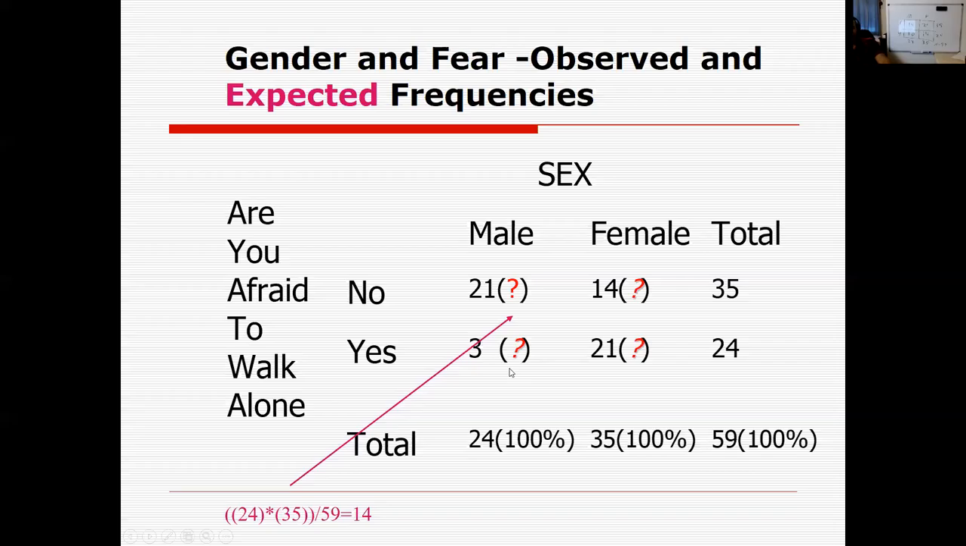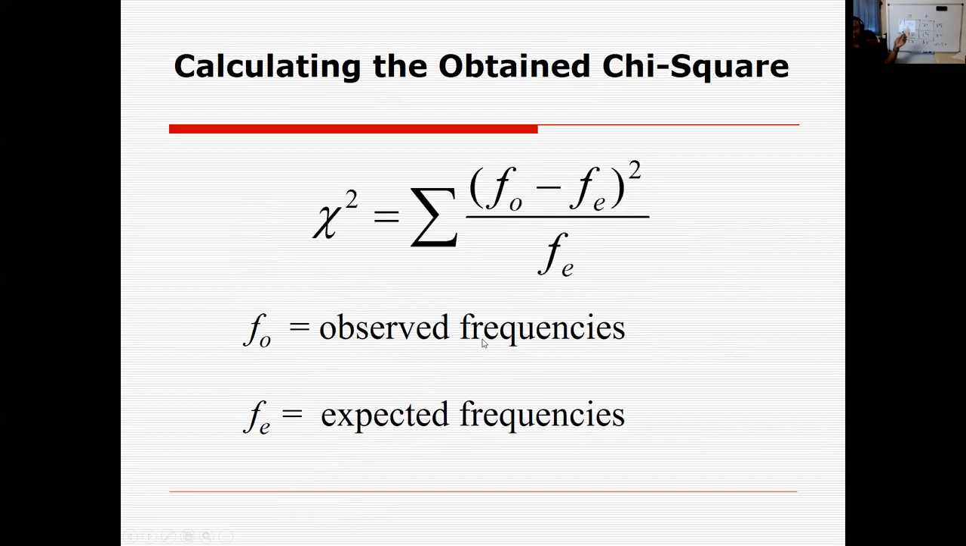Okay, so now that we got our observed, if you remember, this 21 that we see for males who said no, that's the observed. The 3 males who said yes, that's the observed. The 14 females who said no, that's the observed. The 21 females who said yes, that's the observed. So those are the observed, and what I have up here on this board are the expected frequencies. Once we have both the observed and the expected, we're going to calculate the chi-square using the observed and the expected frequencies for each cell. So we're going to use this equation up here.